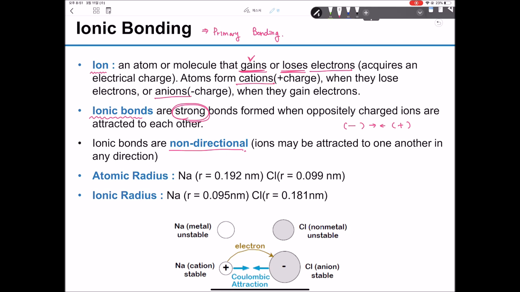So from this, we can say that solids with ionic bonding are generally amorphous or polycrystalline.